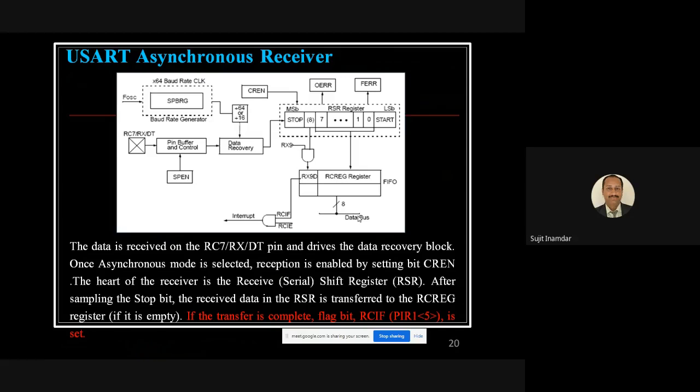So this is the opposite, vice versa, this communication strategy which is used in the receiving mode, and at the same time it is going to enable the interrupt also. RCIF, that is receiver interrupt flag, and RCIE, that is receiver interrupt enable.